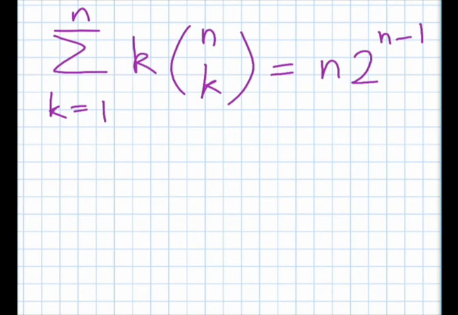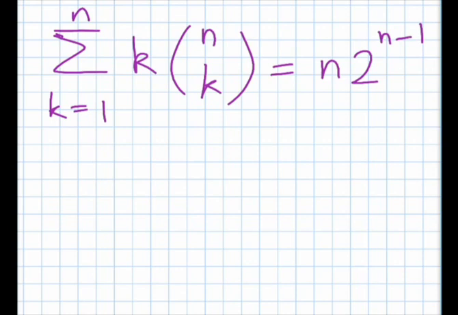Hello, so in this video we will talk about how we can use counting techniques to simplify some summations. So let's say we have a problem like this. We want to prove that the summation from k equals 1 to n of k times n choose k is equal to n times 2 to the n minus 1. So we will prove it through counting techniques, and then we will prove it through some mathematical manipulations.